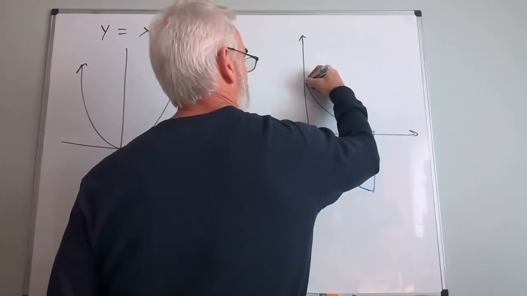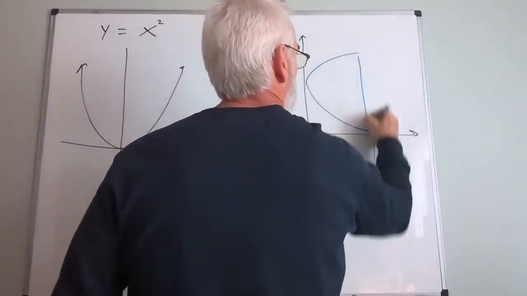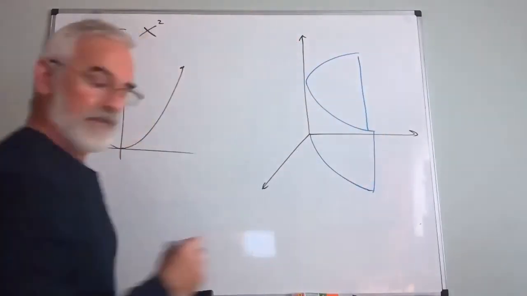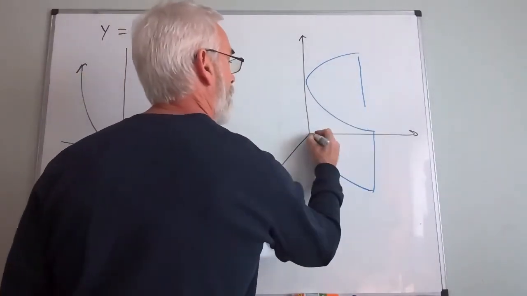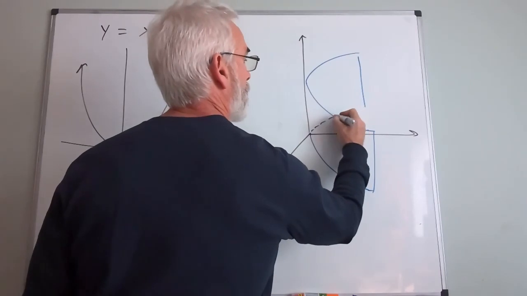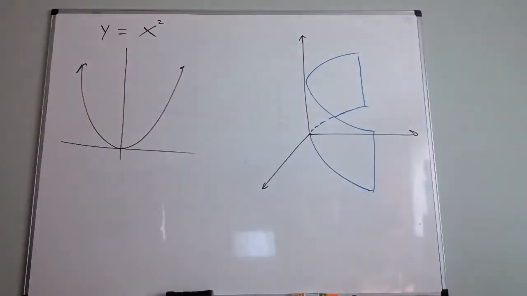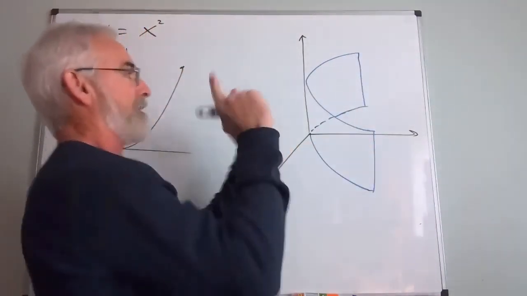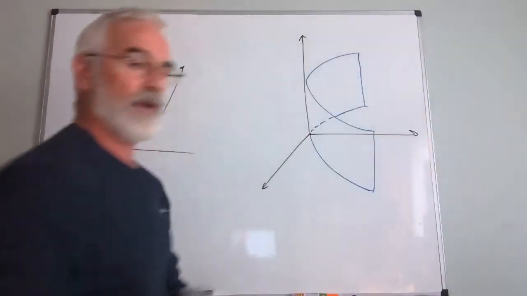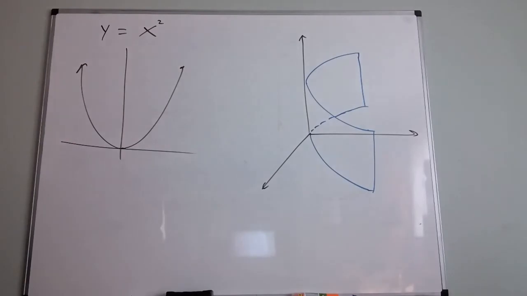I'm not much of an artiste, but I think you guys can kind of figure out what's going on here. It's my parabola going this way. This is what we would call a parabolic cylinder.